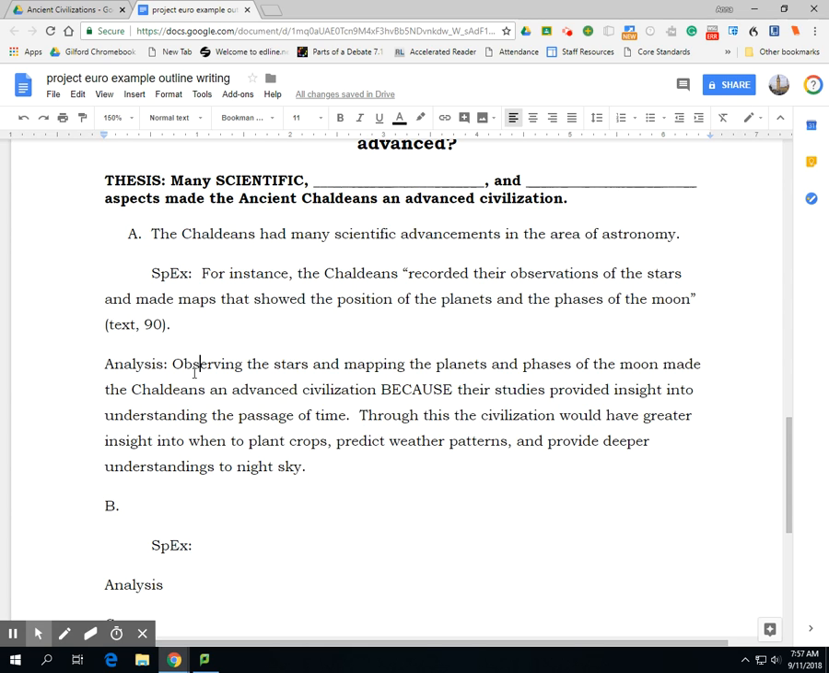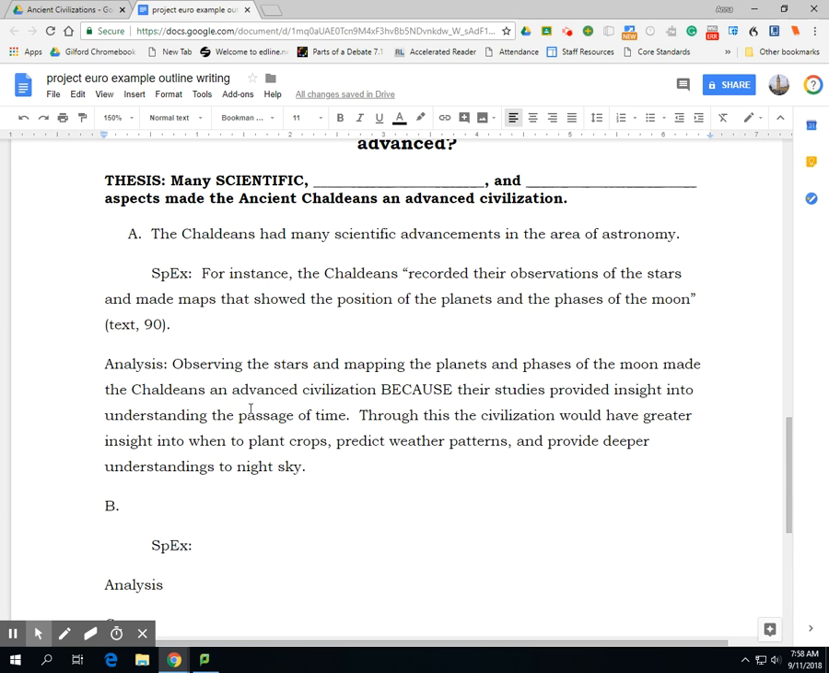The analysis statement's job is to explain how this specs, not the whole thing, just this specs, proves that my thesis is correct. Because what I'm doing is this piece of evidence, I need to explain to the reader why I think this is an advancement. And some of you are doing it so that you're talking about like the Babylonians as a whole. Don't do that. Make sure you just talk about the specs.